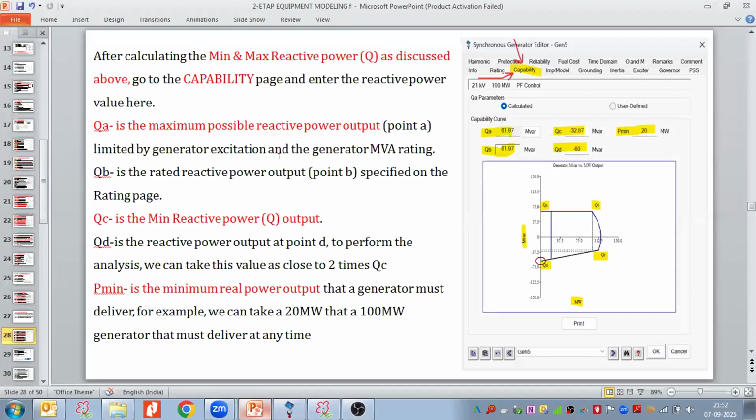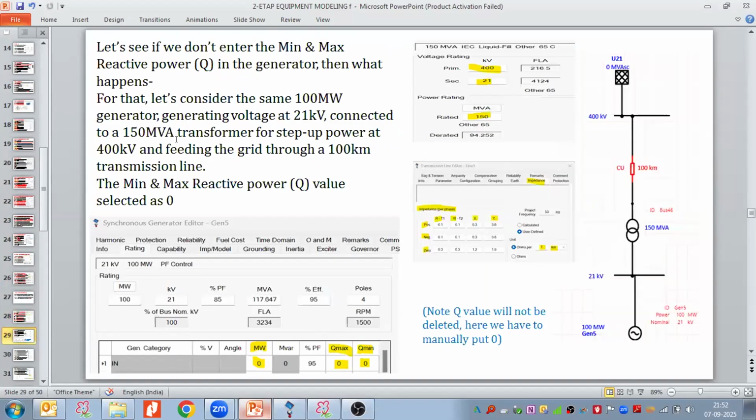Same thing we have mentioned over here. So this capability curve we have discussed. So let us see if we don't enter the minimum and maximum reactive power in the generator, then what happens. For that, let us consider the same 100 megawatt generator generating voltage at 21 kV connected to a 150 MVA transformer for step up power at 400 kV and feeding to the grid through a 100 km transmission line.